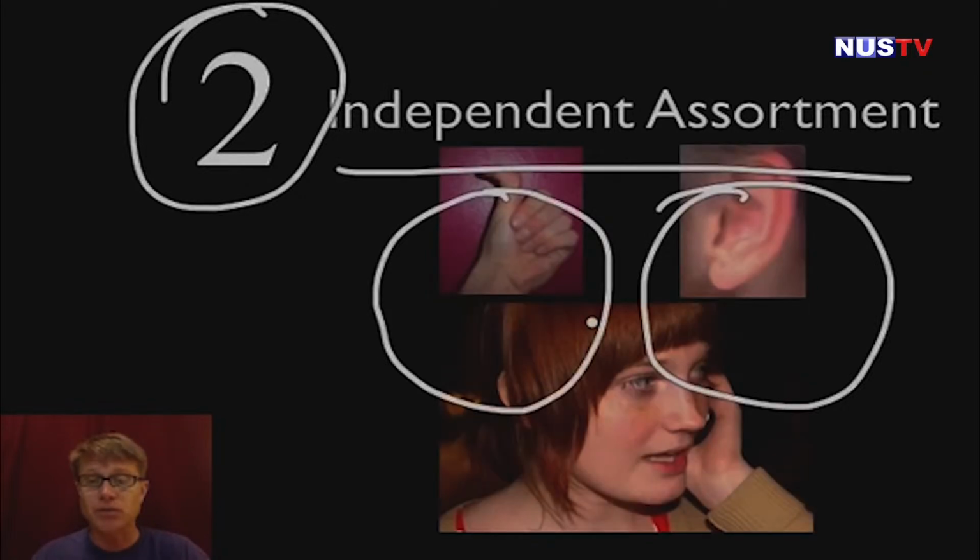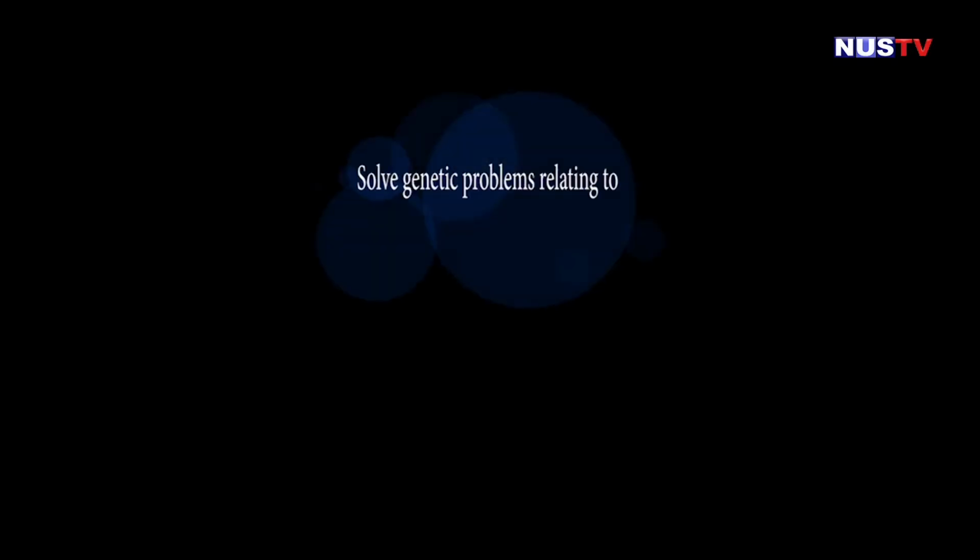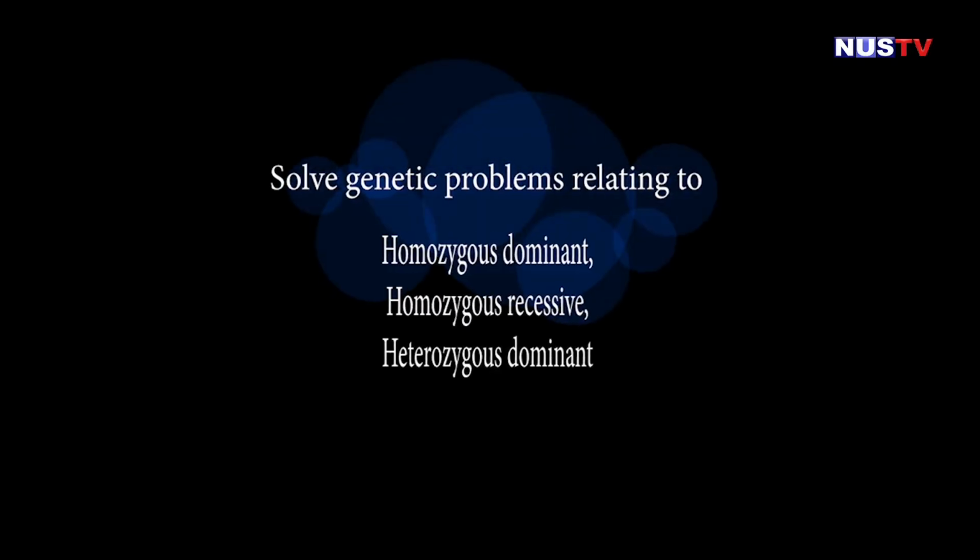Now, sometimes we'll find, for example, that some things do travel together. You'll notice that people who have red hair also have freckles. That's because those two genes are actually found on the same chromosome, and so they seem to travel together. We're not going to deal with linked genes right now. We'll do that a little later.